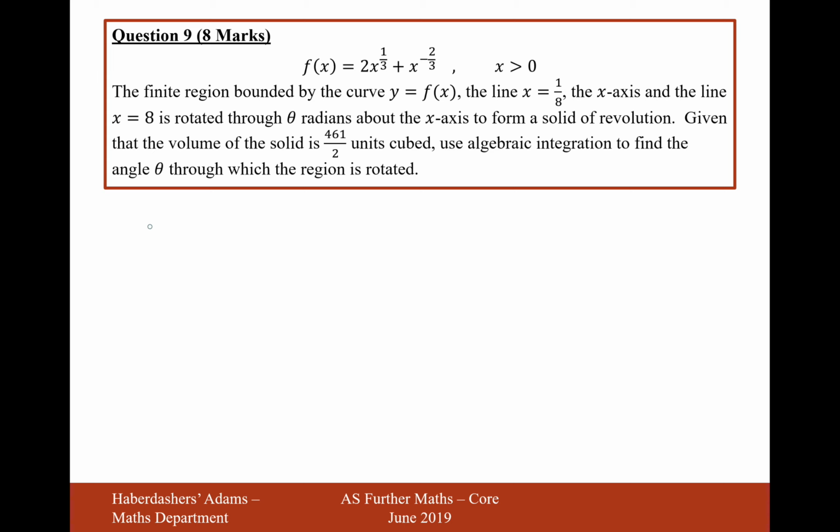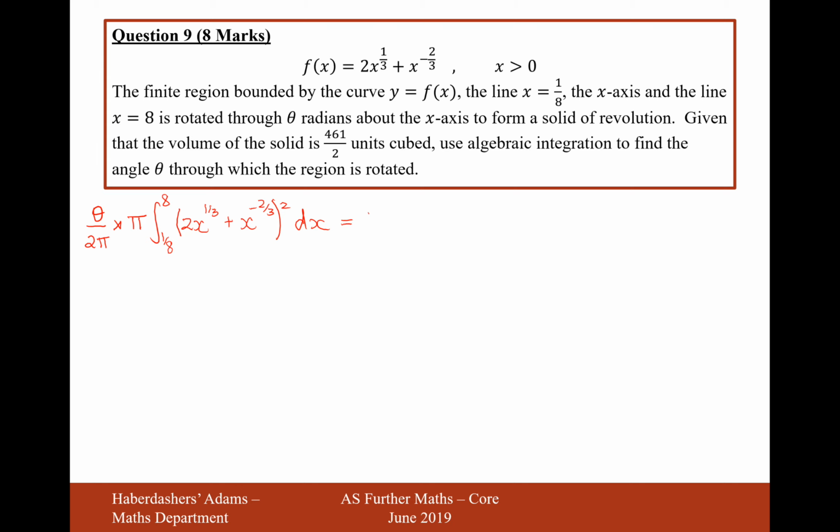So, if we want to do a 360-degree rotation, it's going to be pi times the integral from 1/8 to 8 of this curve squared, so 2x to the power of a third plus x to the power of minus 2/3, squared, dx. We'll work out what this is equal to, and then we'll work out how much of the full 360-degree turn this is. You could effectively think of this as multiplying it by theta over 2 pi.